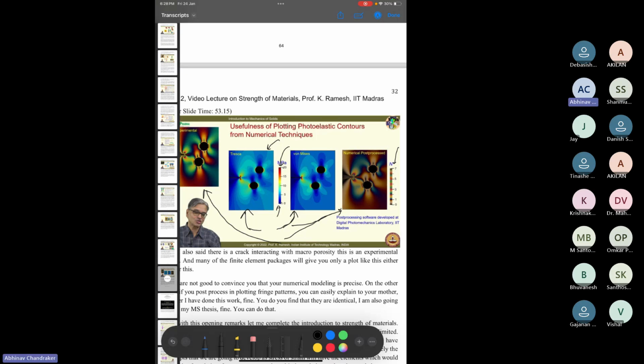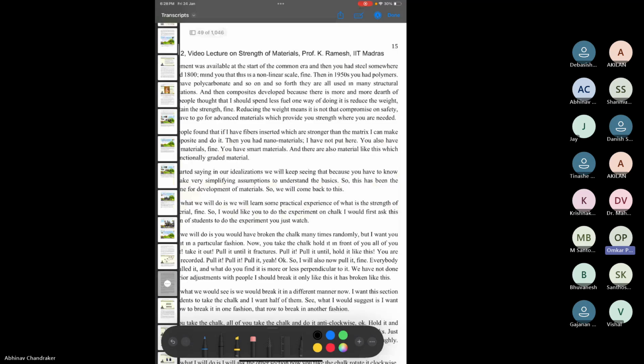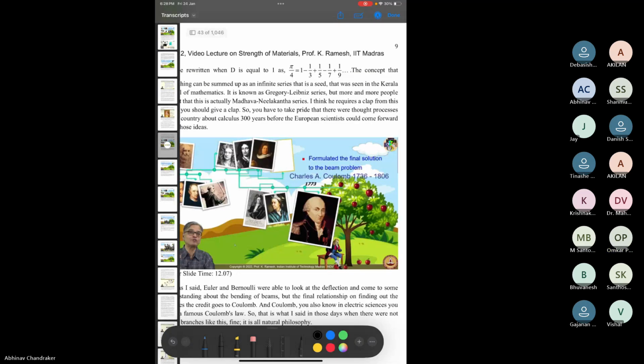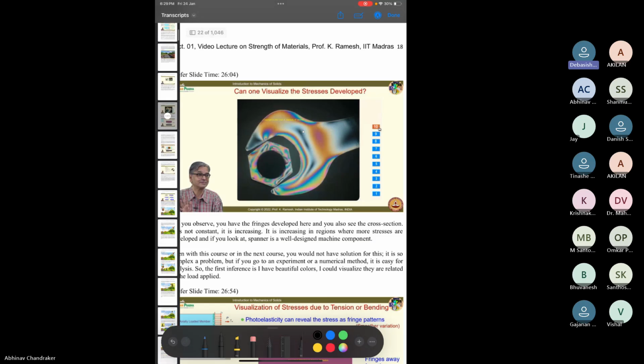Are there any other questions? I think Debashis wants to ask. Yeah, you can ask. Sir, actually, Omkar sir is very interested in photoelasticity. There is another parallel course going on by Professor K. Ramesh only, on experimental stress analysis. Sir, you can explore that also. That is all about this photoelasticity.